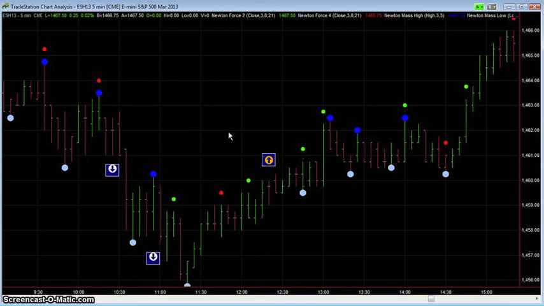But for today, I think that's about it. That is how you use the Newton indicator package. That is what we're looking at when we are showing our daily trading videos.